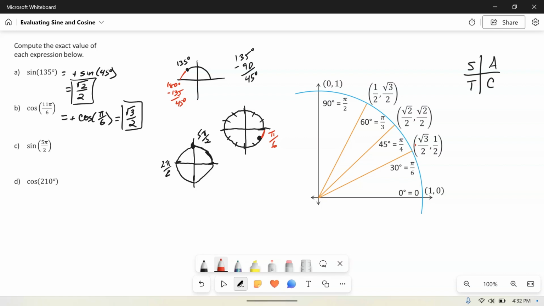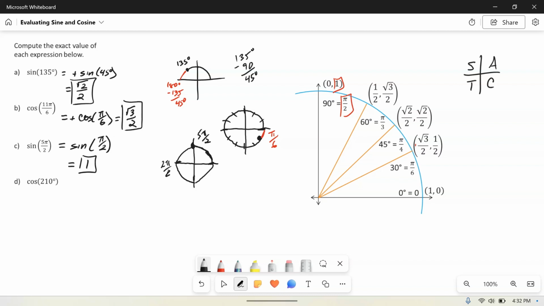So to figure out what sine of 5 pi over 2 is, it is the same thing as the sine of pi over 2 because they're coterminal to each other. So we just need to look at the unit circle. Where's pi over 2? Again, it's the 90-degree angle. Its coordinate is 0, 1. And for sine, we go with the y-coordinate. So the sine of 5 pi over 2 is the same value as the sine of pi over 2, and we know that the sine of pi over 2 is 1.